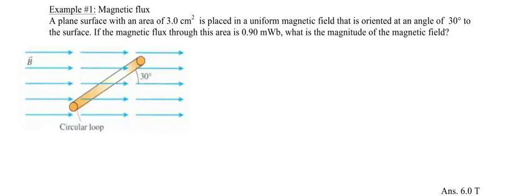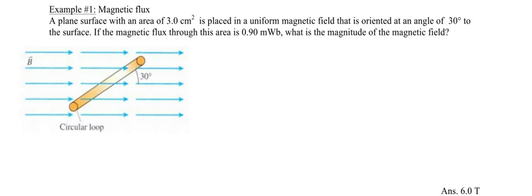Welcome to example number 1. The magnetic flux through a plane surface is given as 0.9 milliwebers, and the cross-sectional area of the surface, this is a side view, is given as 3 centimeters squared, and the angle of 30 degrees is with respect to the surface. And we're asked to find out what is the magnetic field B.